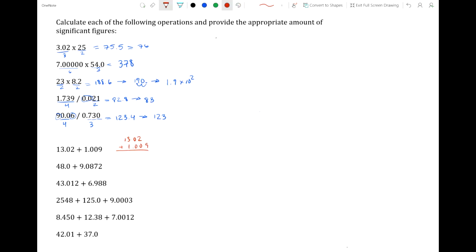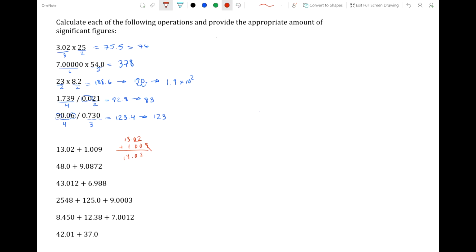For example, 13.02 goes 2 places after the decimal. It doesn't have anything in the hundredths place over here. So what we're going to do is completely forget about this 9 over here, and we're just going to add the 2 to the 0 to make 2, 0.41. So 14.02 is our final answer for this one. Alright, notice we didn't put an imaginary 0 here and bring down the 9. With addition and subtraction, you just go with the least amount of decimal places after the decimal.